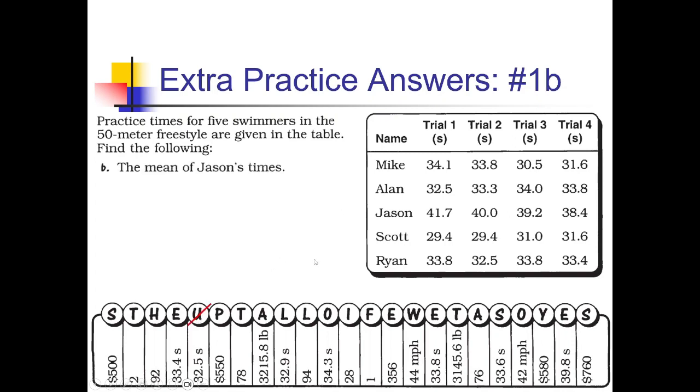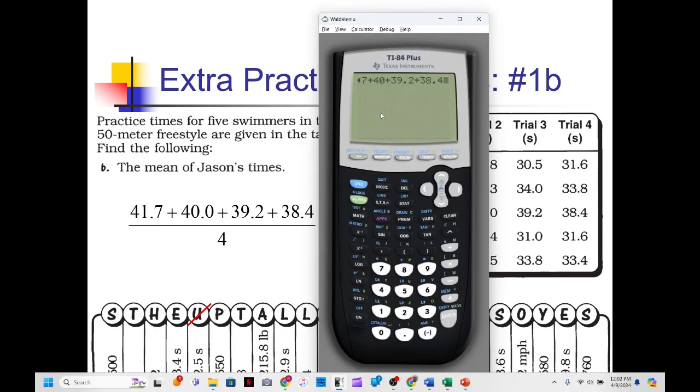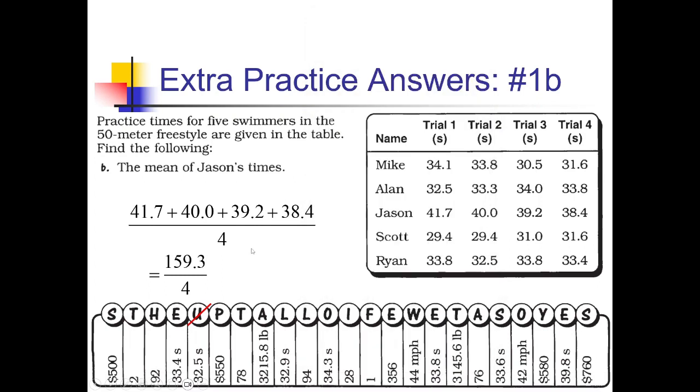Now we're being asked to find the mean of Jason's times. So here's Jason's times right here, these 4. We'll just do the same thing we did with Mike's times. Add these together, divide by 4. So 41.7 plus 40 plus 39.2 plus 38.4, all of that divided by, again, there's 4 of these, so divide by 4, and back to the calculator. So adding all that up, we end up with 159.3 in the numerator. Dividing that by 4, that's going to be about 39.8 if I round that off, and that's again in seconds. So that's going to be over here, that's E, crossing that off.